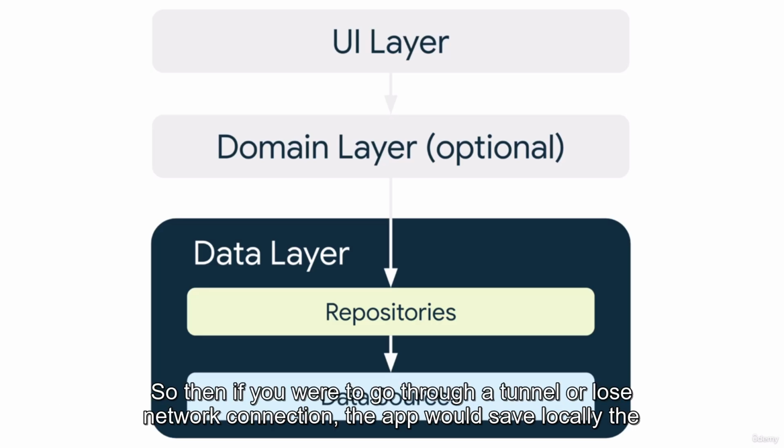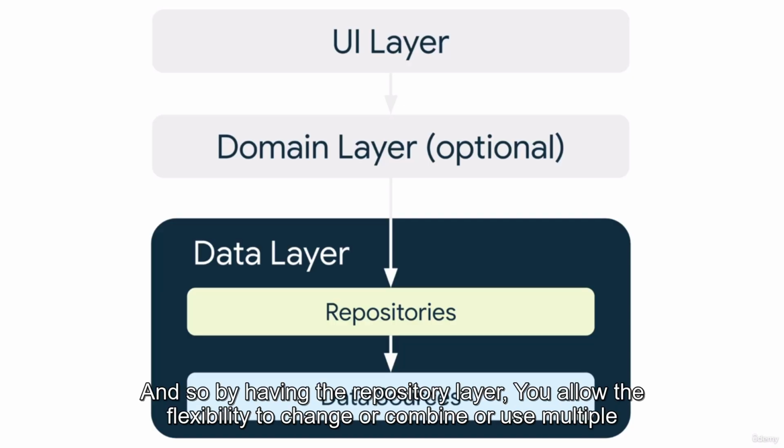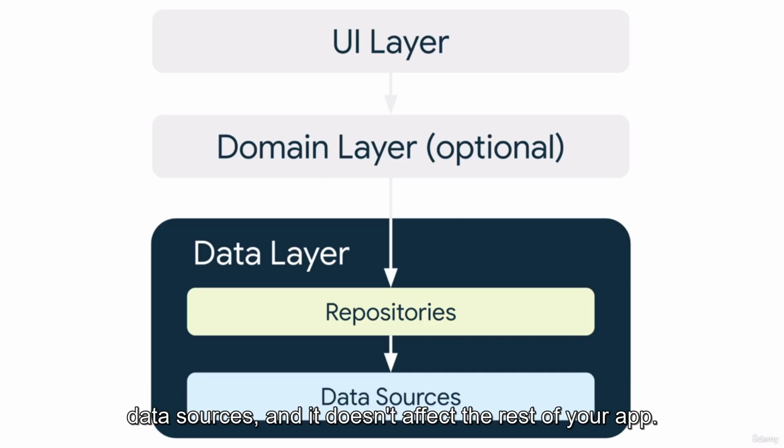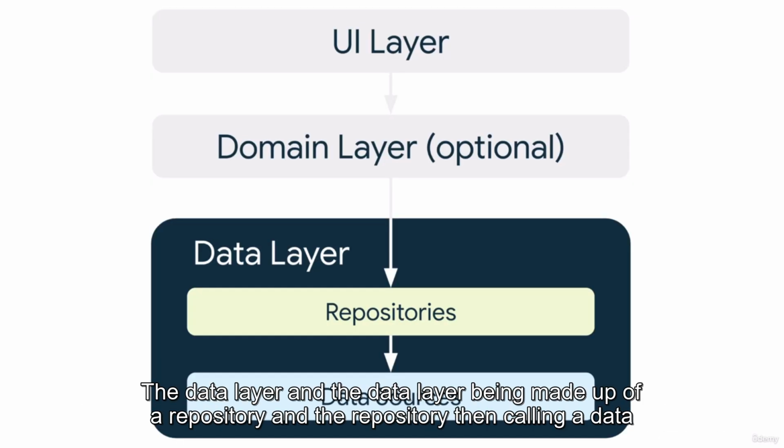So then if you were to go through a tunnel or lose network connection, the app would save locally the things that it got from the World Wide Web. That's a very common pattern. And so by having the repository layer, you allow the flexibility to change or combine or use multiple data sources, and it doesn't affect the rest of your app. So UI layer, an optional domain layer that we won't be looking at just now, the data layer, and the data layer being made up of a repository, and the repository then calling a data source.